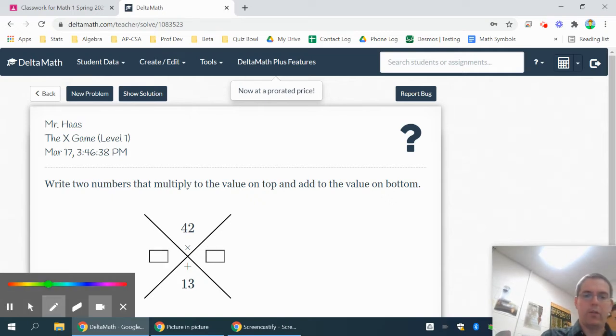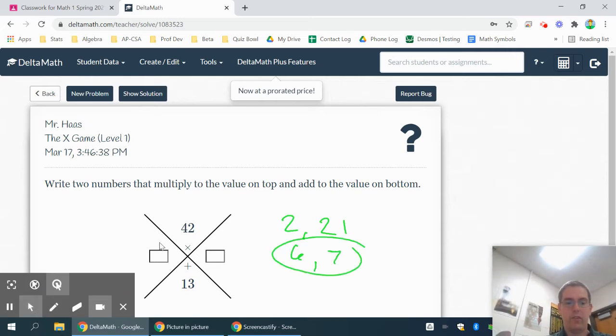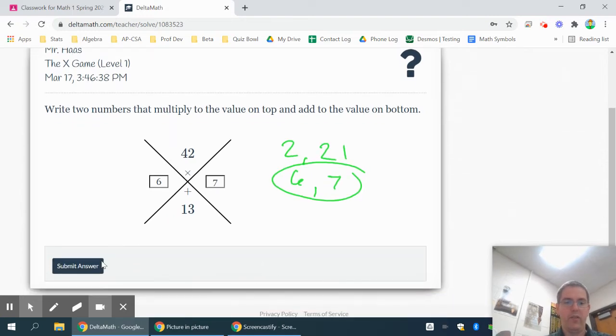So one thing that might come to mind is 2 times 21 would multiply to 42, but it would not add to 13. You might realize that 6 divides into 42 though. 6 and 7 are the numbers you look for. And in this case, you're going to put a 6 there and a 7 there. And then that's what you get on this one.